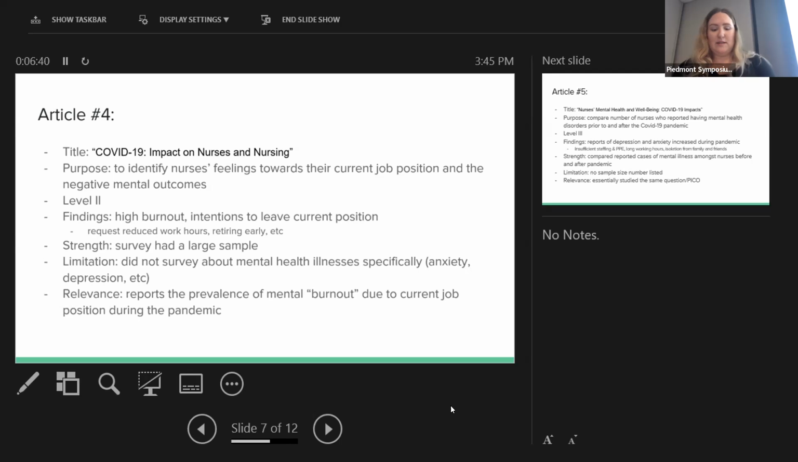And then many requested reduced working hours, which of course we know how that probably would have gone. And some, 12%, even wanted to retire early due to these conditions that they're in. So the strength here was that there was a fairly large sample size, but the weakness was that it didn't necessarily look at specific mental health illnesses that nurses developed. But it is relevant because it did look at that high prevalence of mental burnout amongst these nurses.